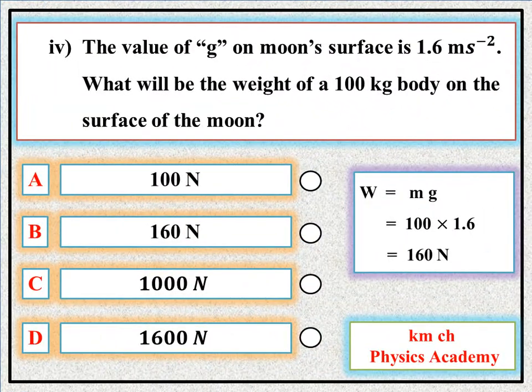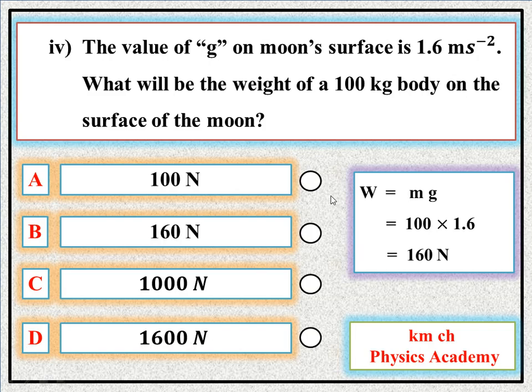Question number 4. The value of g on moon's surface is 1.6 meter per second square. What will be the weight of a 100 kg body on the surface of the moon? The question is, a body having mass equal to 100 kg is at the surface of the moon, where value of g at the surface of the moon is 1.6 meter per second square. We have to find the weight of the body at the surface of the moon. Our options are A 100 Newton, B 160 Newton, C 1000 Newton and D 1600 Newton.